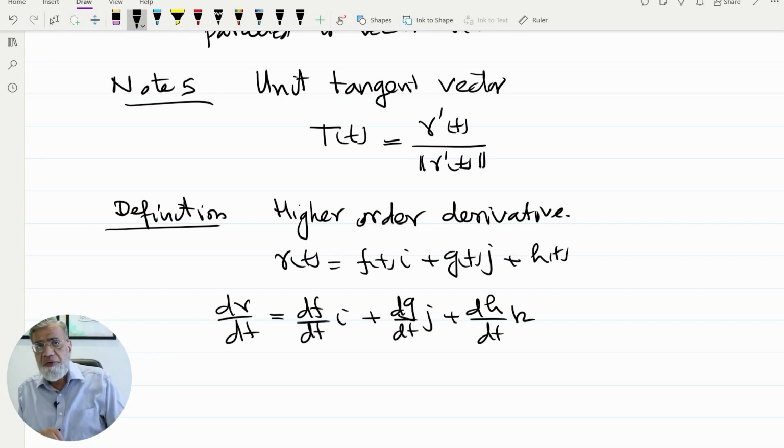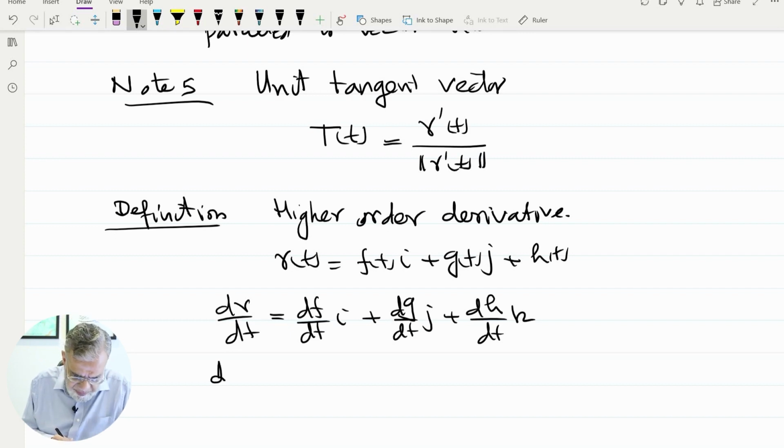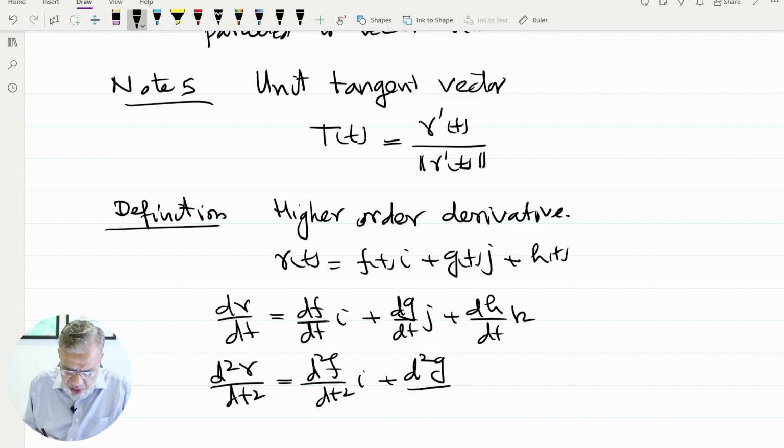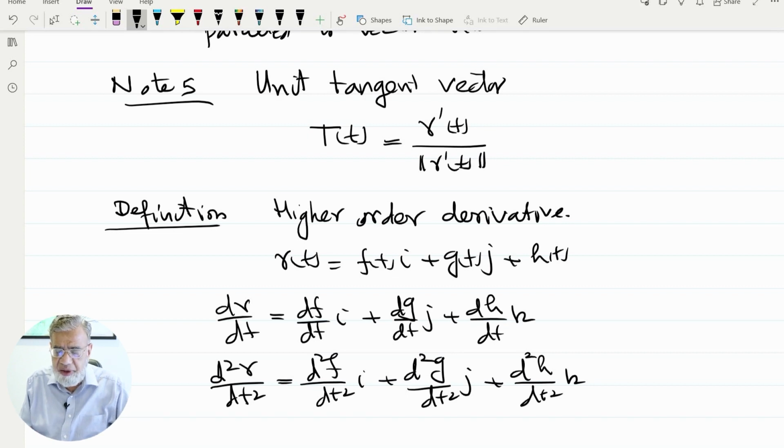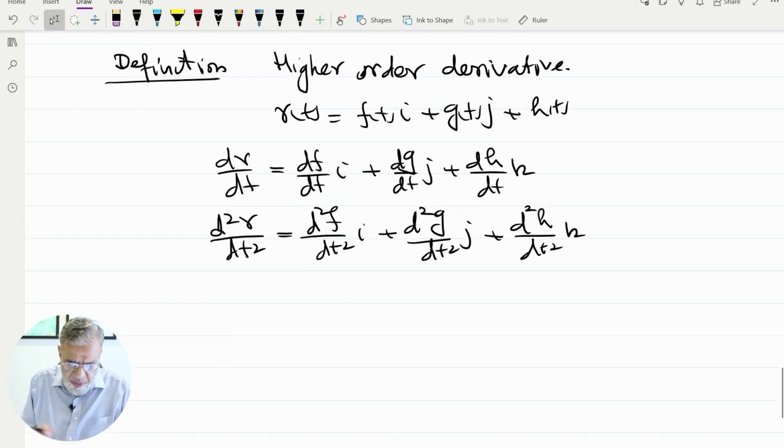You can find the derivative of these parametric functions f of t, g of t, h of t, and then define the higher derivatives. The second order derivative d2r by dt square is equal to d2f by dt square i plus d2g by dt square j plus d2h by dt square k. We can extend this also to the third derivative. There is no problem with that.